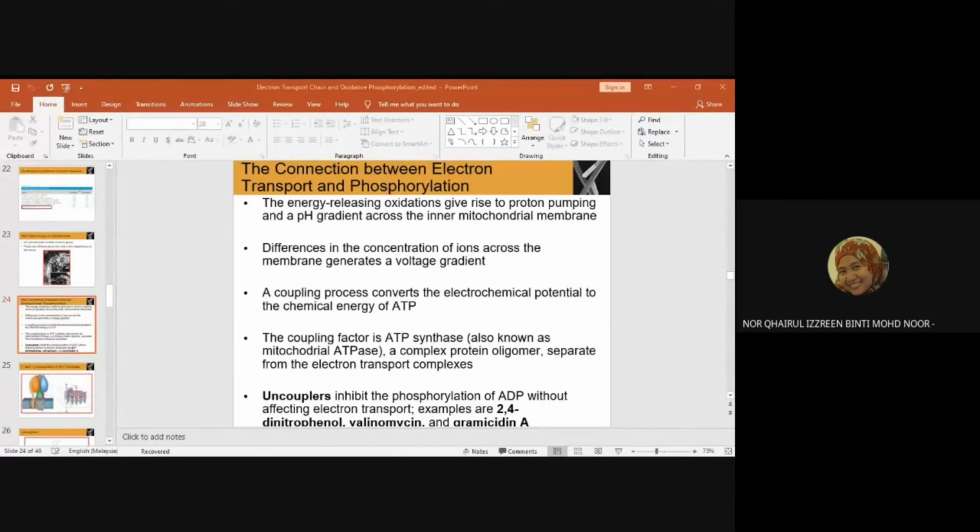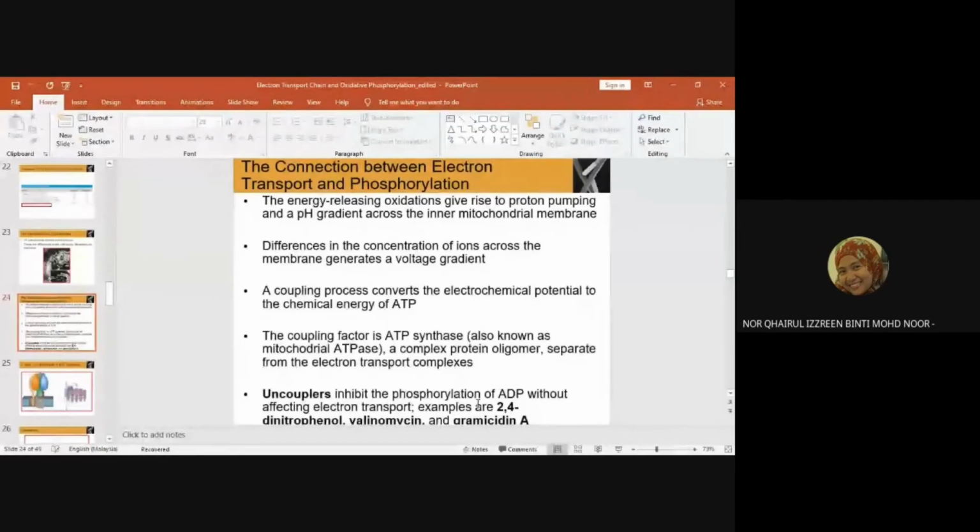So far, do you have any more questions? Do you have any questions for this before I go into the ATP synthase?